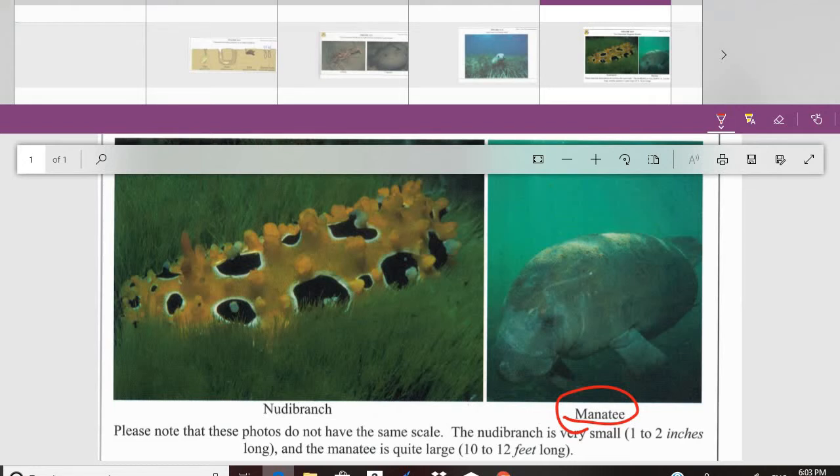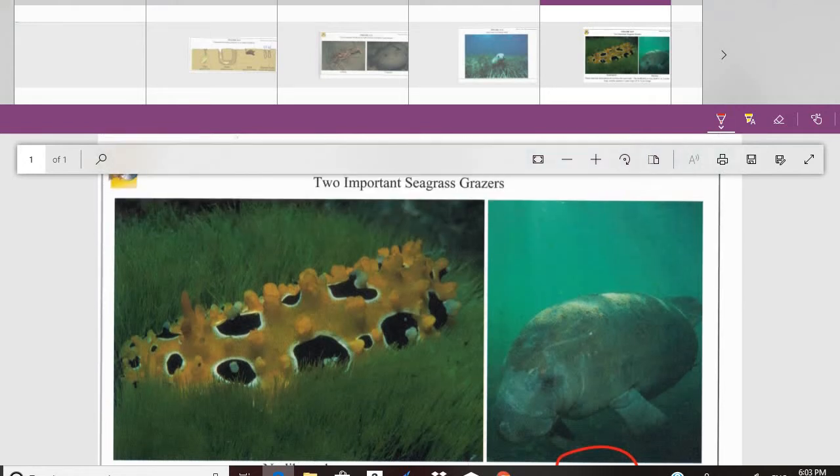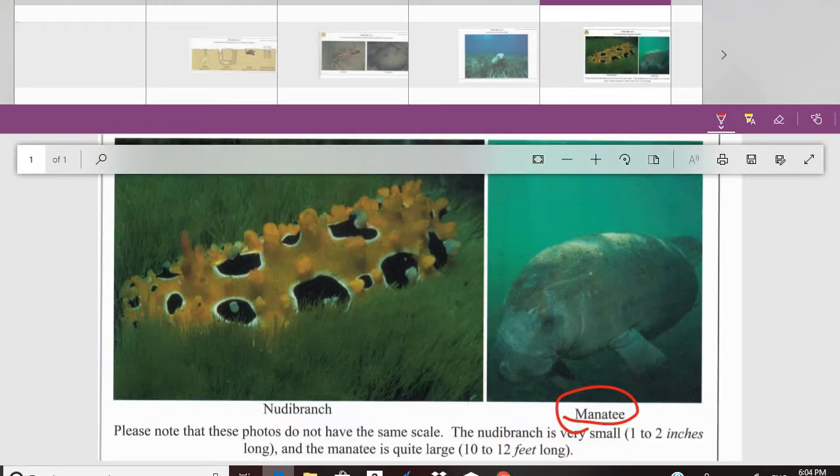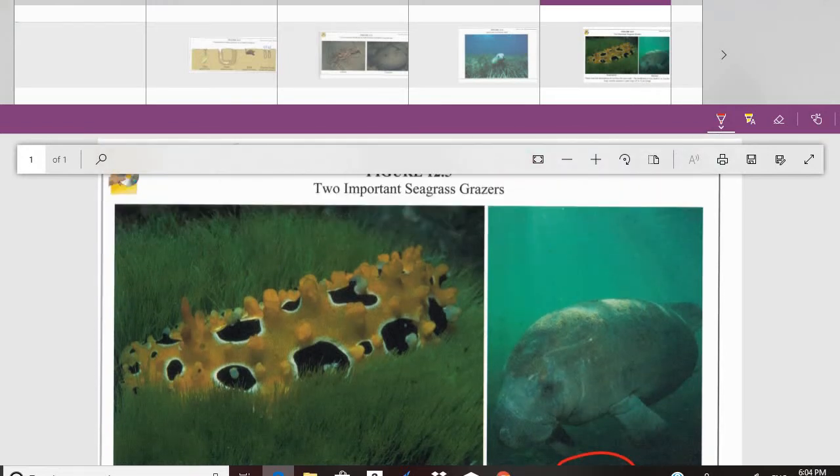organisms that will graze. This figure points out that this nudibranch is, these are not to scale. So the nudibranch on the left is only like 1 to 2 inches long, whereas the manatee can be 10 to 12 feet long. But they're both grazers, and they both live in the seagrass that's produced in the vegetated area of the soft bottom.